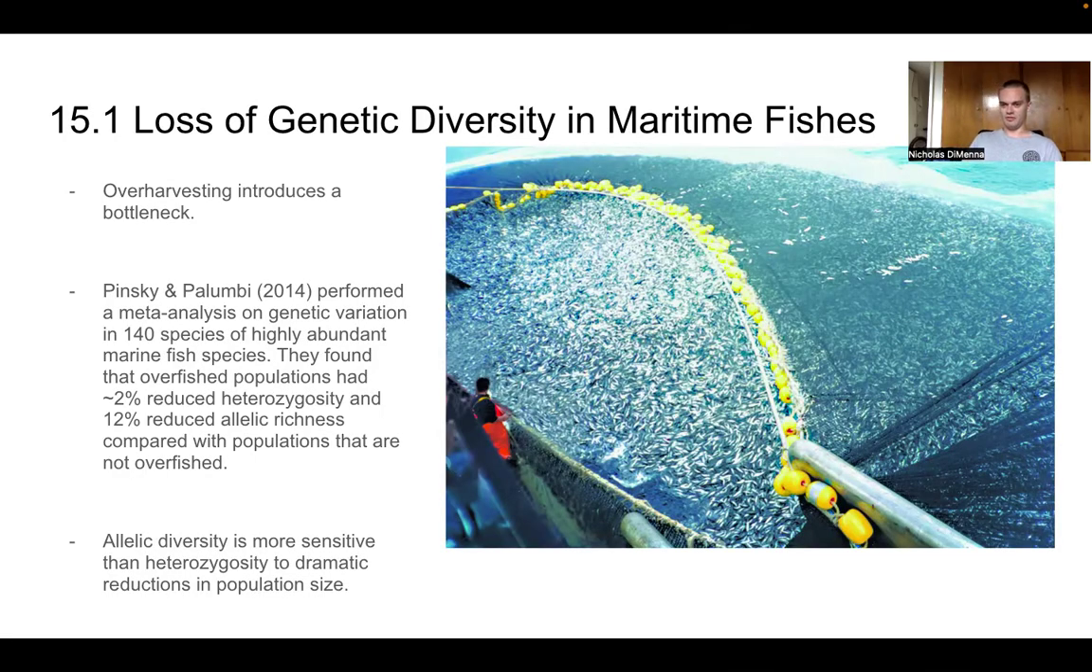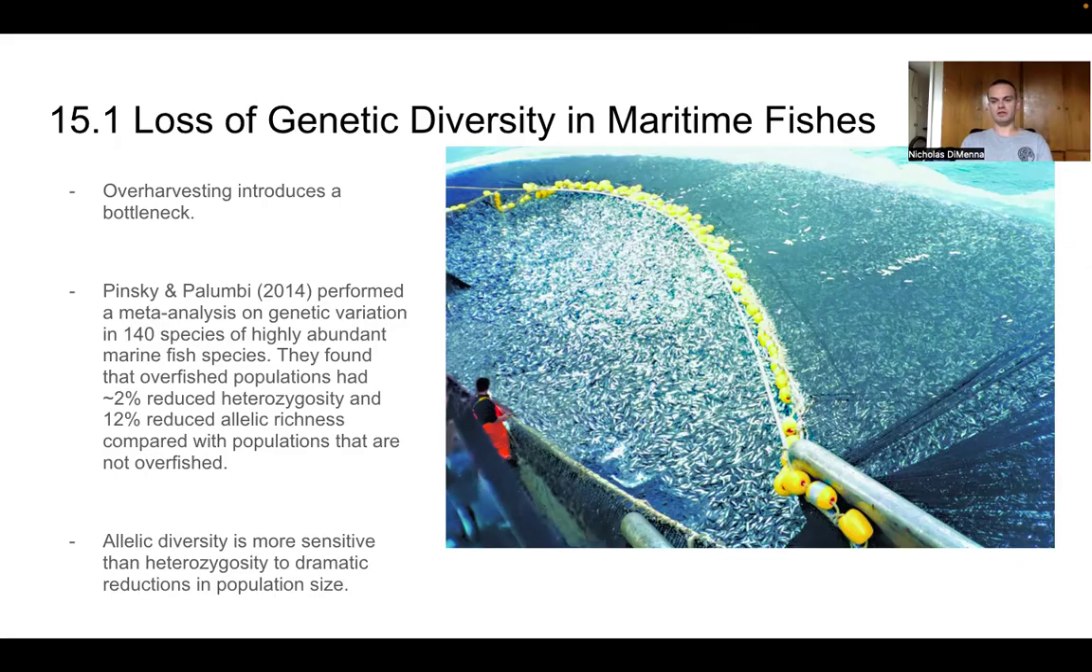The next one is in maritime fish. The textbook focuses heavily on aquatic populations, so we're going to be doing a lot of fish and lobsters throughout this presentation. Another key concept to recognize is that overharvesting introduces a bottleneck. A bottleneck is a reduction in population size that causes genetic drift due to either human interaction or a natural disaster. Obviously, in this case, we're talking about human interaction.